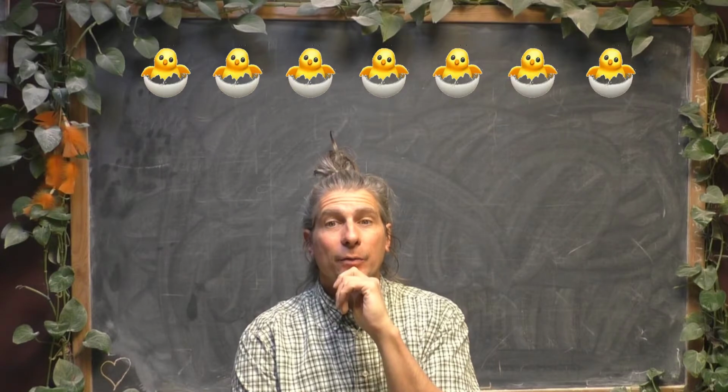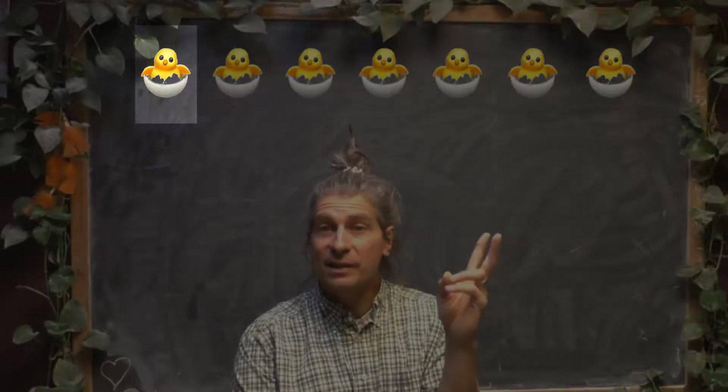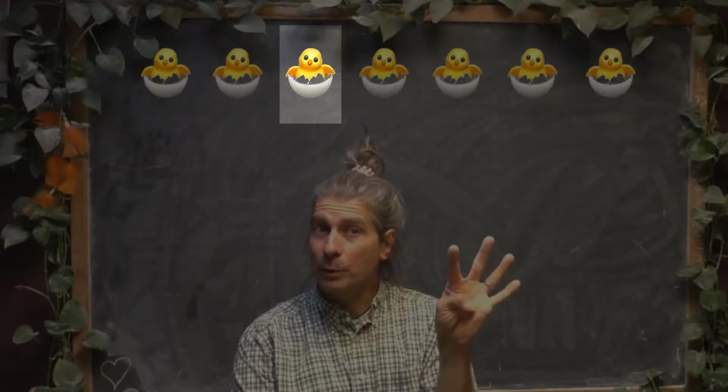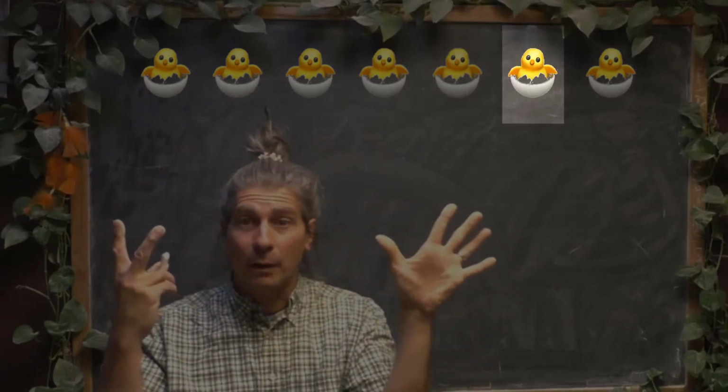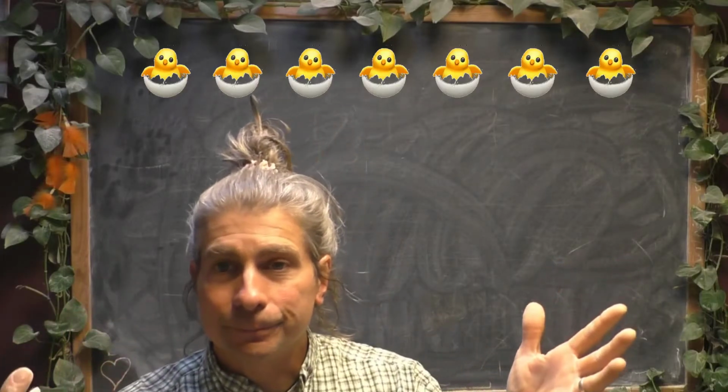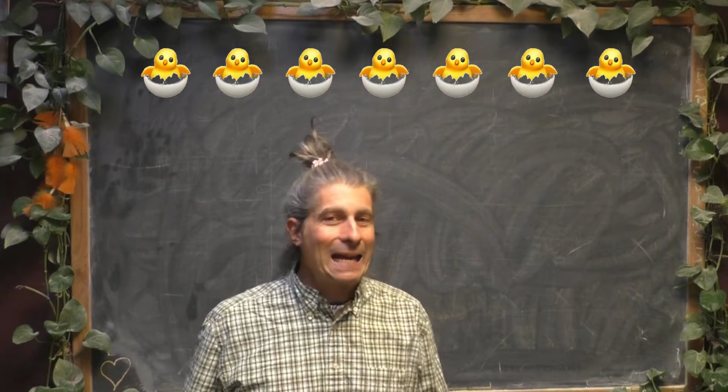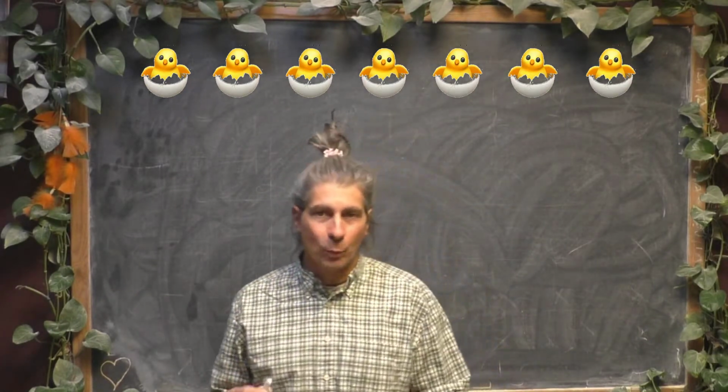Okay, it could be the first one, could be the second one, could be the third one, could be the fourth one, could be the fifth one, could be the sixth one, or could be the 7th one. 7 ways to do it. And you probably noticed this in every distribution we did.